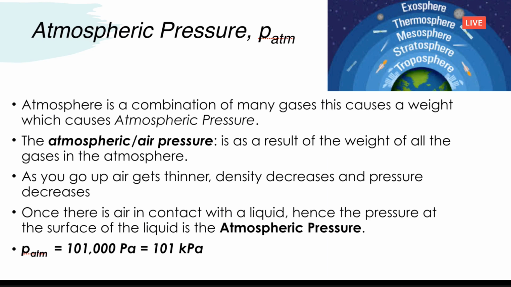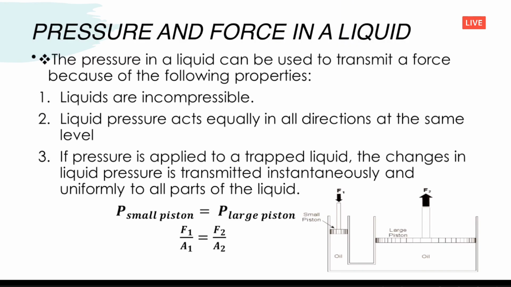Now, atmospheric pressure actually has a constant value of 101,000 pascals, which is also referred to as 101 kilopascals. That is the value we use at this level, at CSEC level. Right? So that's a constant value.